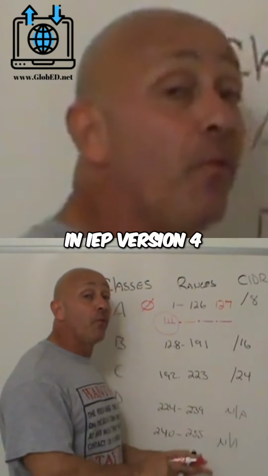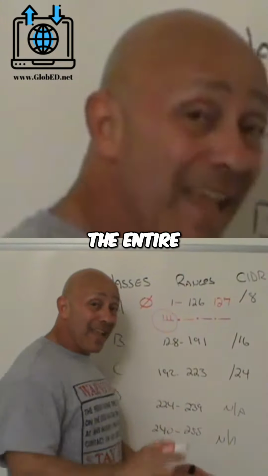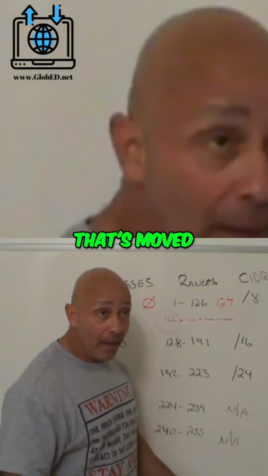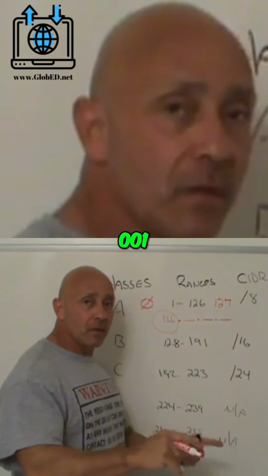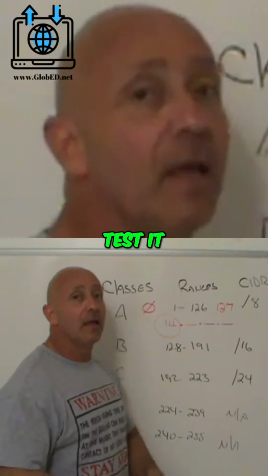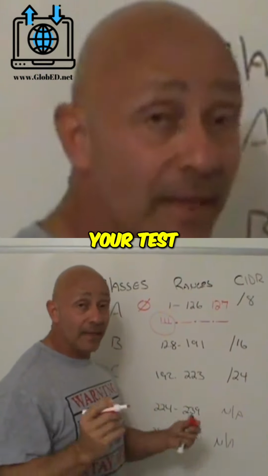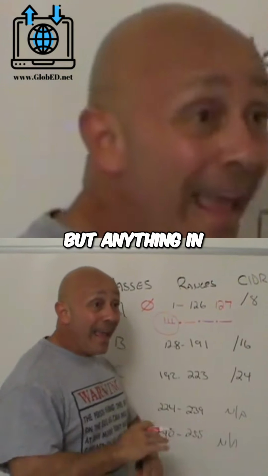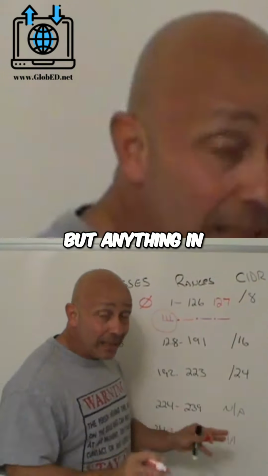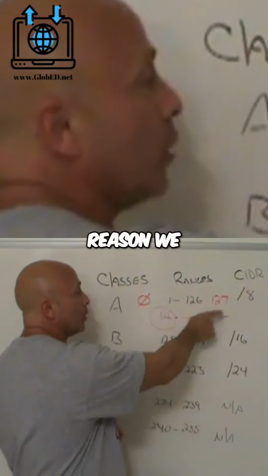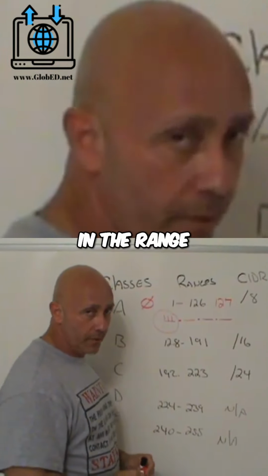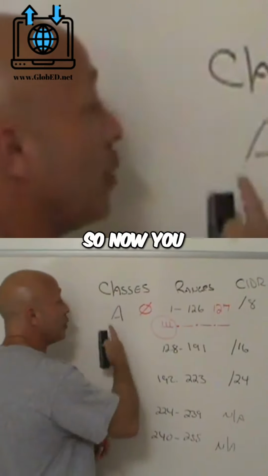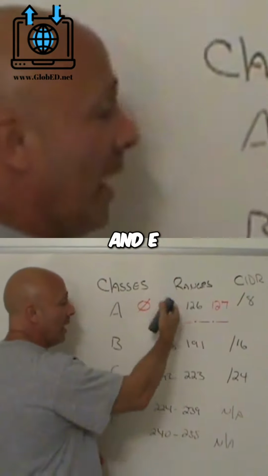Now remember, in IP version 4, the entire 127.0.0.0 through 127.255.255.255, all that's loopback. Yes, do we ping 127.0.0.1? Yes, that's how we test it. When you go on your test, that's the address that you got to put down. But anything in that range will give you the same thing as the 127.0.0.1. Okay? So that's the reason we don't use those two in the range. Alright, so now you know your classes, A, B, C, D, and E, and their range.